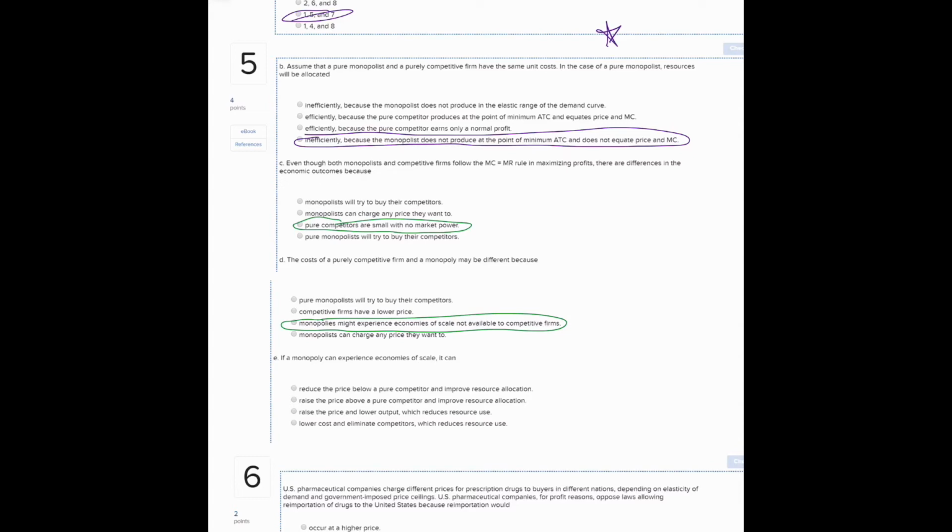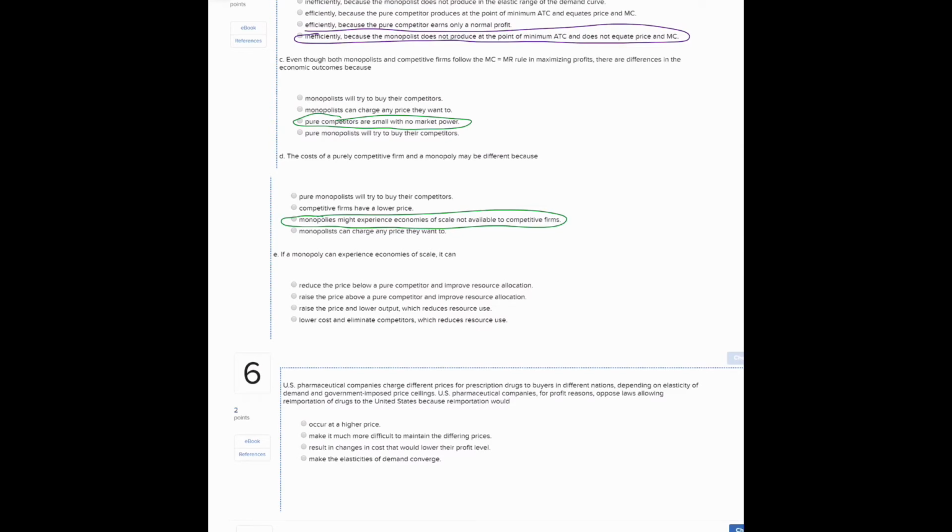available to competitive firms. E, if a monopoly can experience economies of scale, then it can reduce the price below a pure competitor and improve resource allocation. So here it is. It's not always easy to spot the right answer.